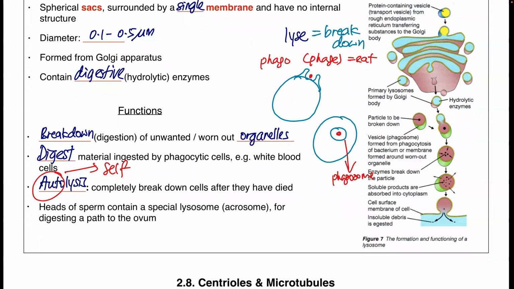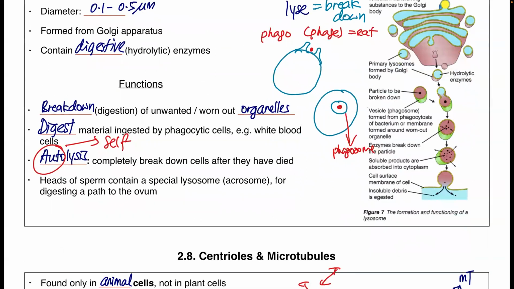The main function is to break down unwanted or worn out organelles. Even if an organelle is too old or dysfunctional, it will be broken down so that you can disassemble it, and then whatever proteins, amino acids or carbohydrates can be reused. And it digests material ingested by phagocytic cells, such as white blood cells.